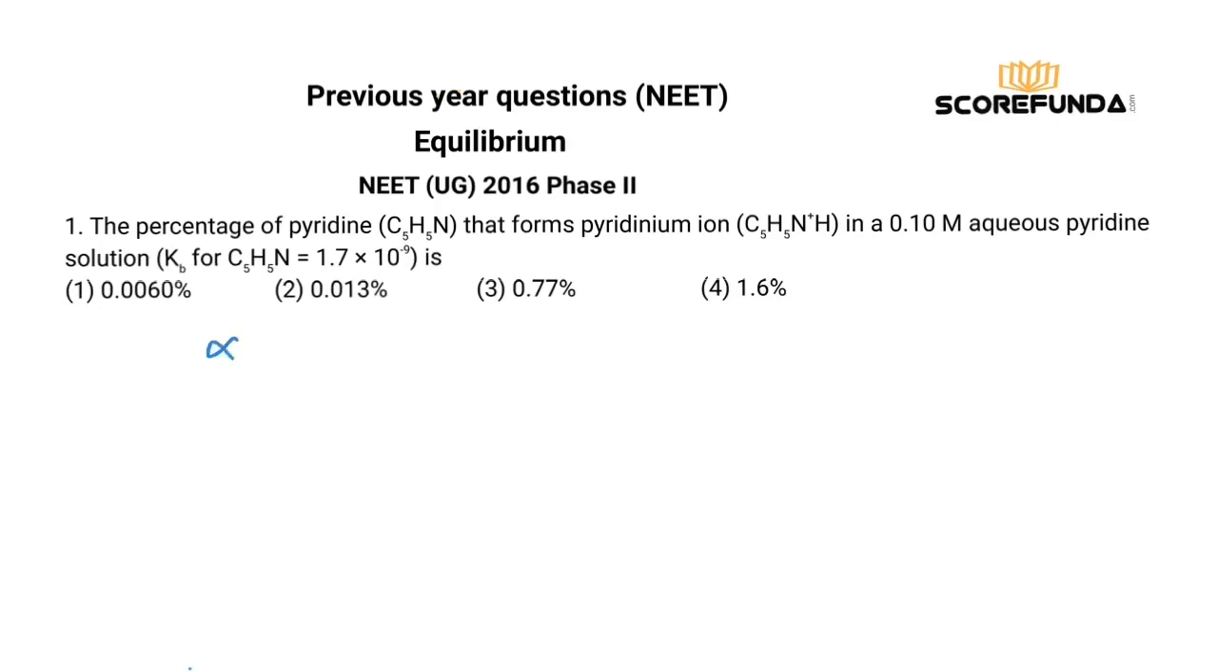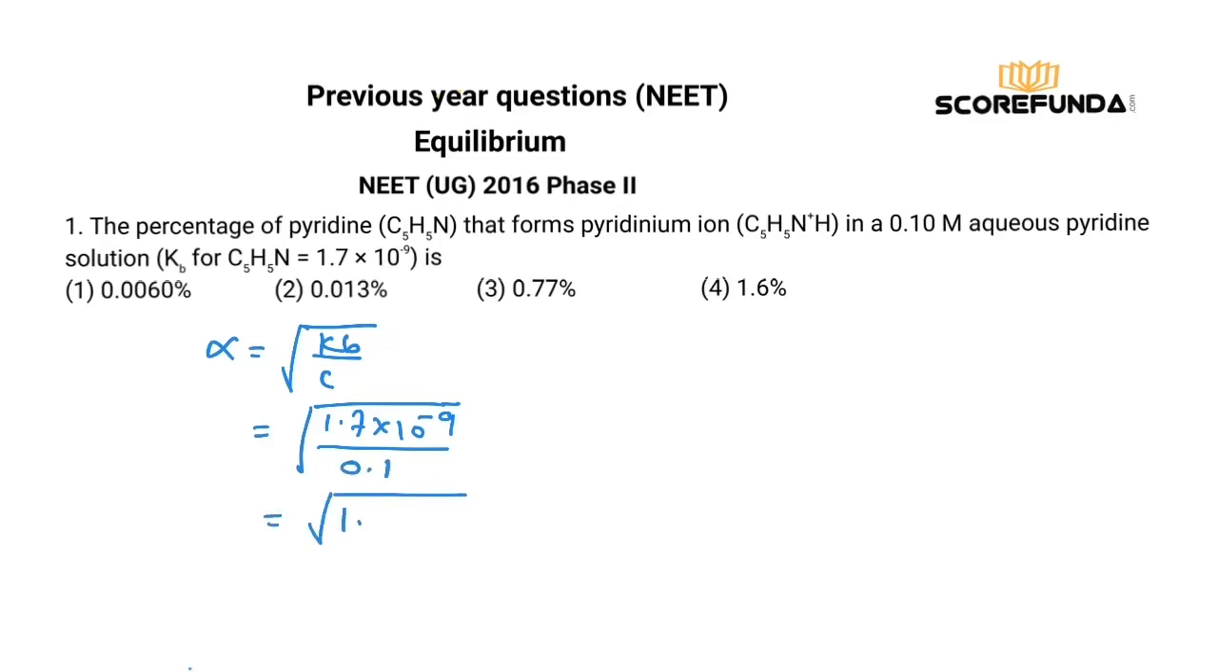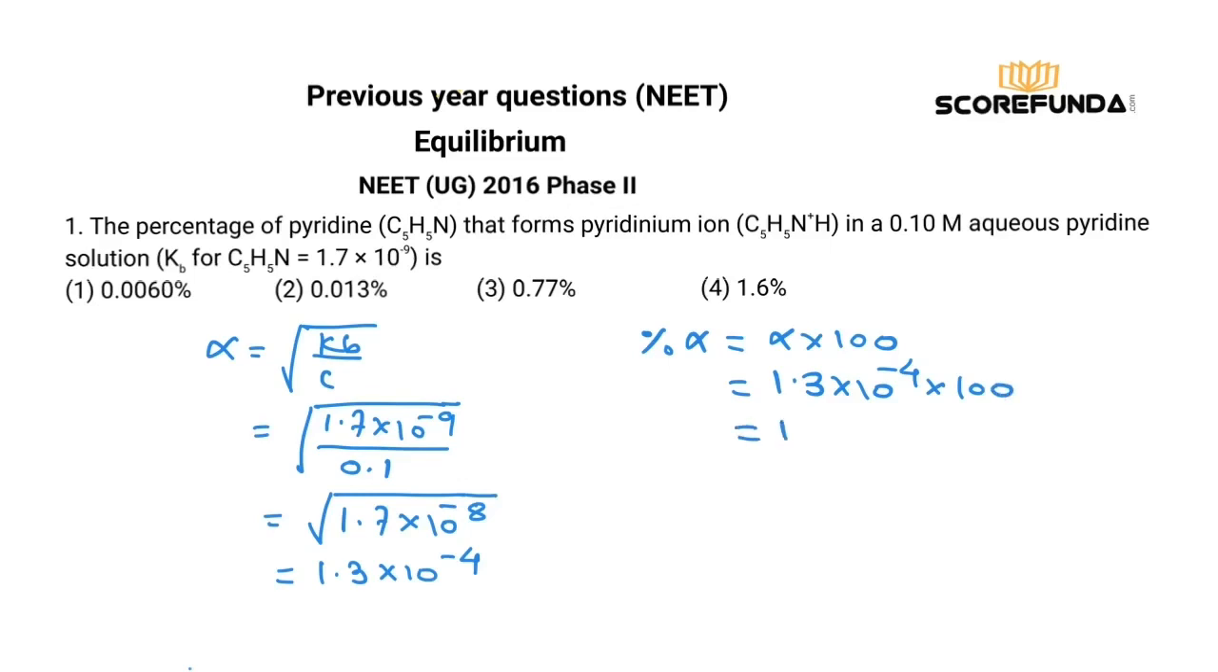हमें पता है कि alpha will be equals to under root of Kb by C. So substituting the values, we have 1.7 into 10 to the power minus 9 divided by C. Concentration is 0.1. So this becomes under root of 1.7 into 10 to the power minus 8, which will be equals to 1.3 into 10 to the power minus 4. Now, percent alpha will be equals to alpha into 100. So that will be equals to 1.3 into 10 to the power minus 4 into 100, which will be equals to 1.3 into 10 to the power minus 2. That will be equals to 0.013%. और इसीलिए हमारा आंसर होना चाहिए ऑप्शन 2.